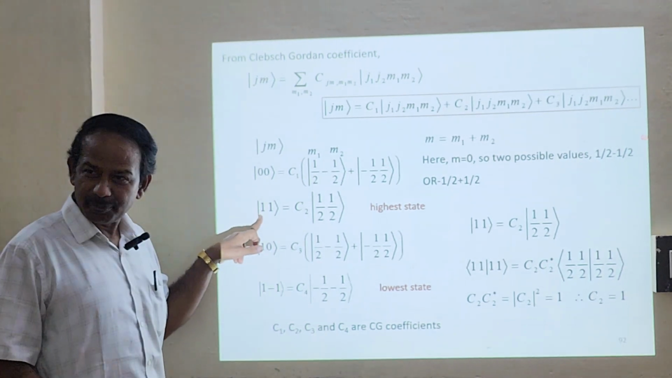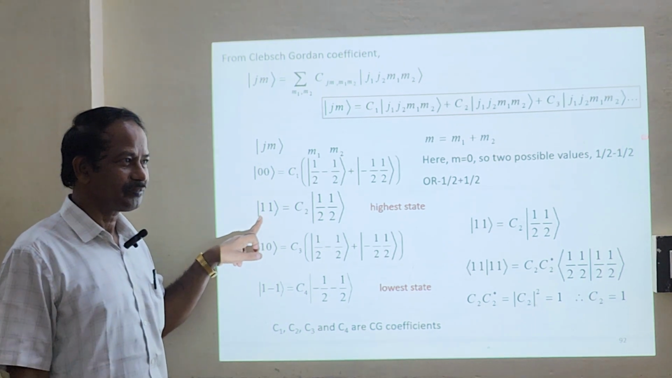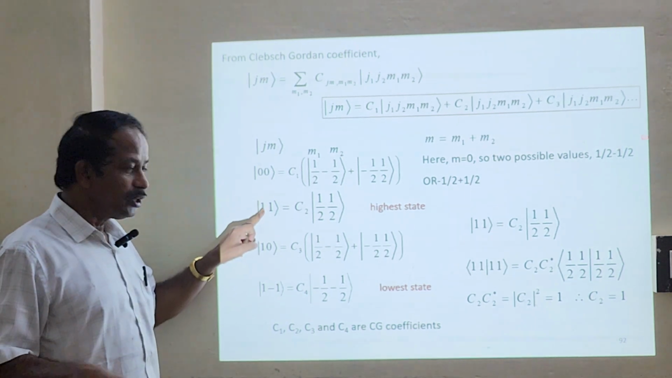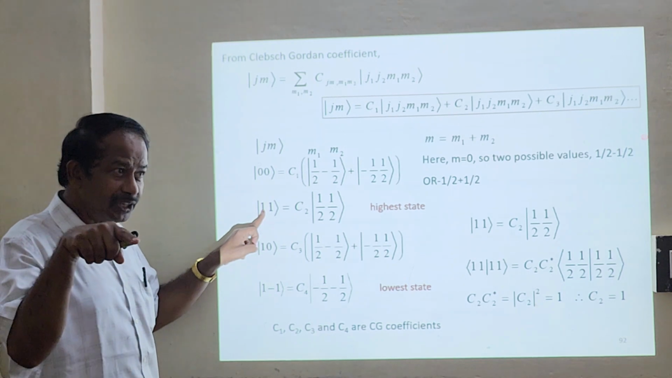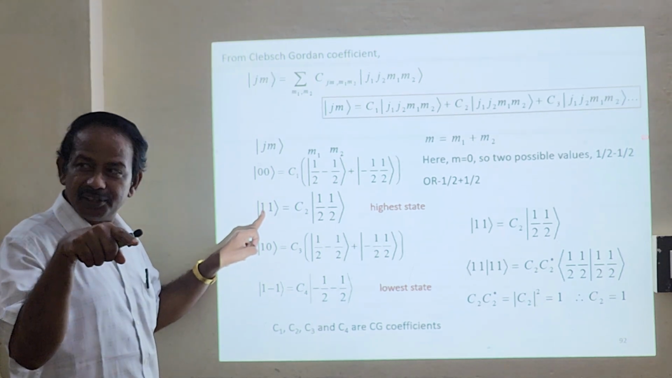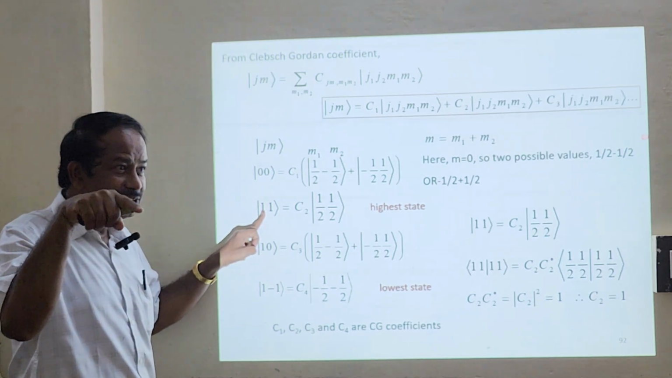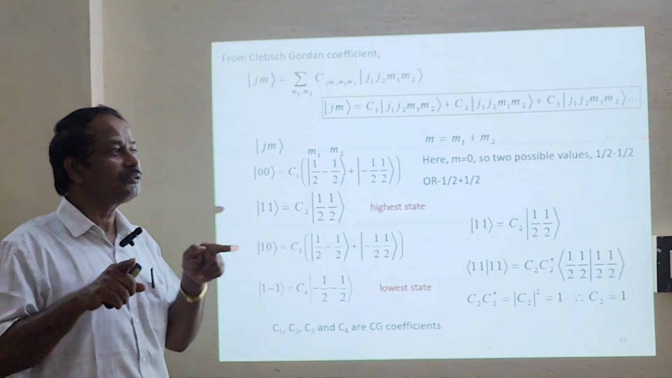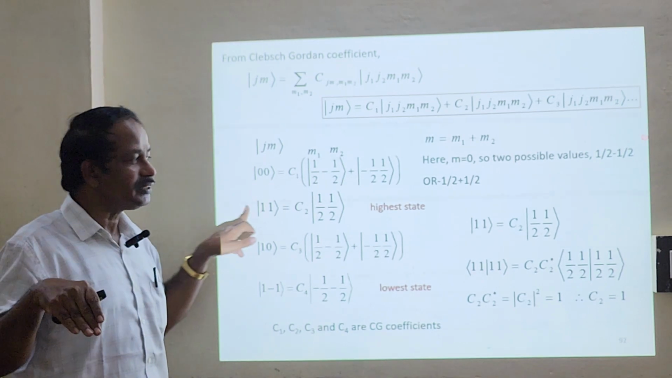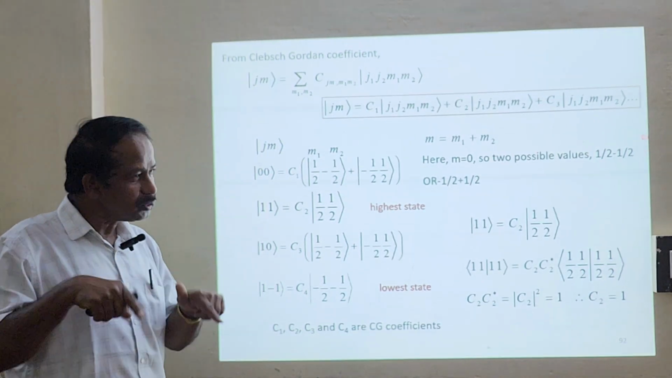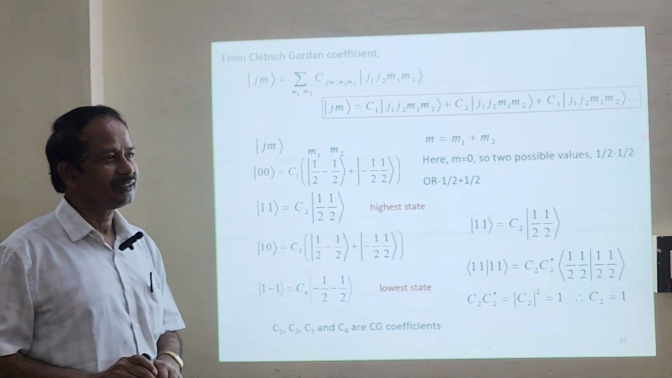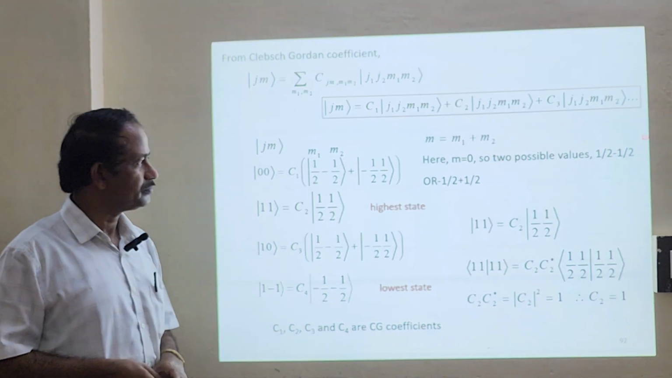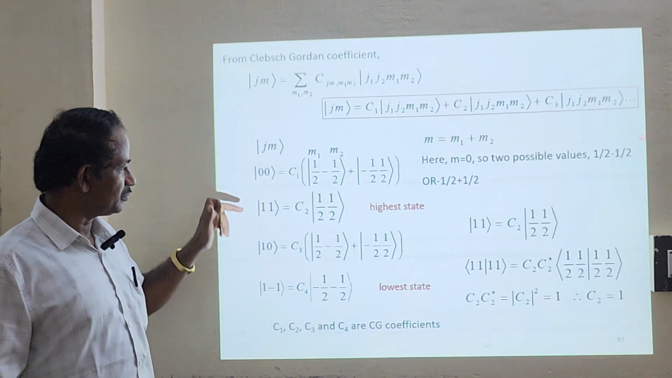We are going to use the lowering operator. Simple idea. For the lowering operator, you will have 1, 1. If you use the lowering operator, you will have 1, 0. If you use the lowering operator on 1, 0, you will get 1, minus 1. Easy. So always you will have to go with the highest state first and use the lowering operator to get the other states, because it is a very simple idea.